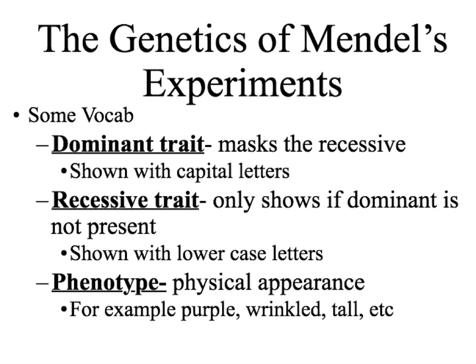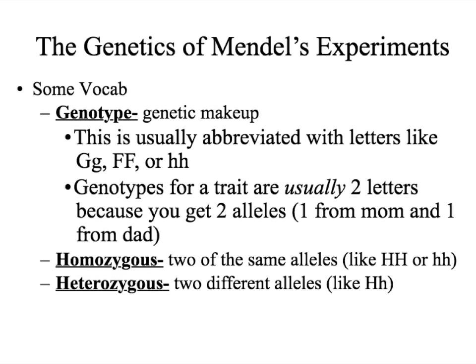We also have a couple other words like phenotype. Phenotype starts off with that ph. That's going to be the physical representation. That's what you see on the outside. So a purple flower would be a phenotype. We also have genotype. Genotype is going to be that genetic makeup. So what alleles does it have? Typically, this is what the letters represent.